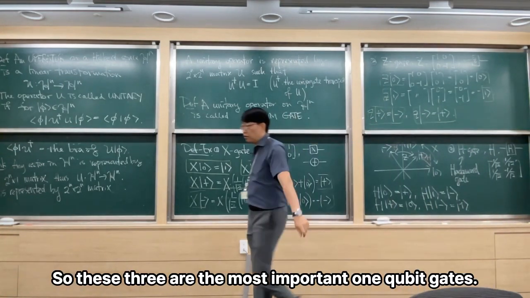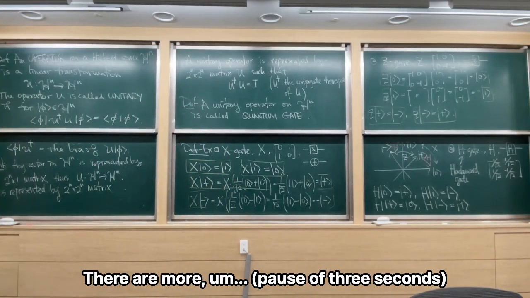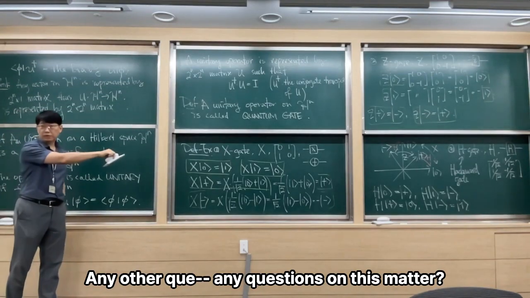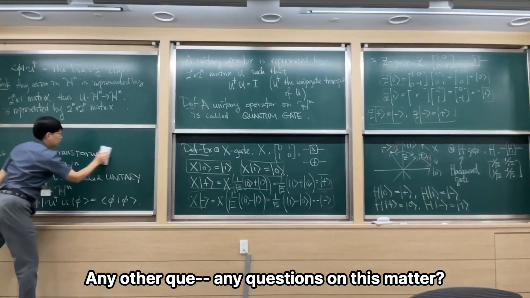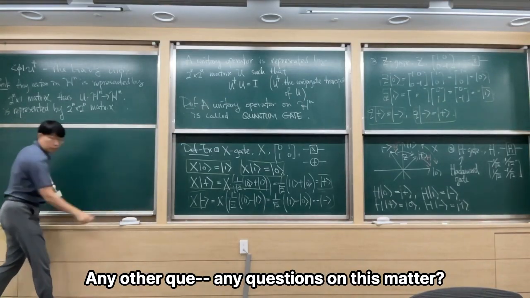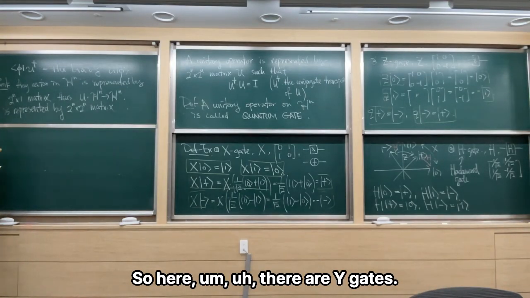So these three are the most important 1-qubit gates. There are more. Any questions on this matter? So let's look at more 1-qubit gates. Here there is the Y gate.